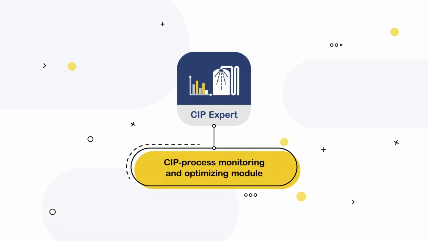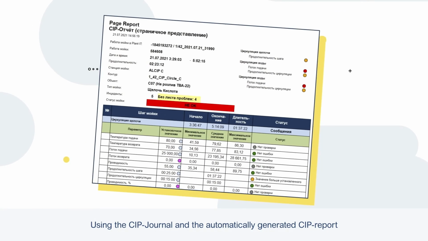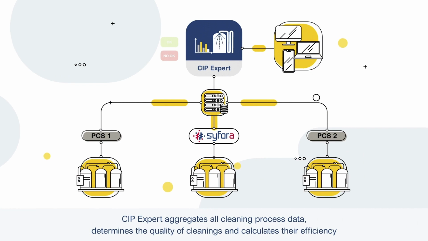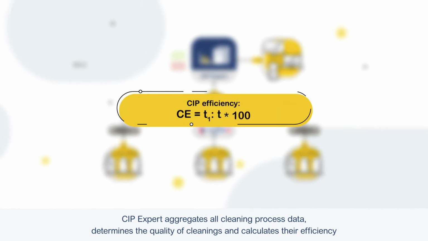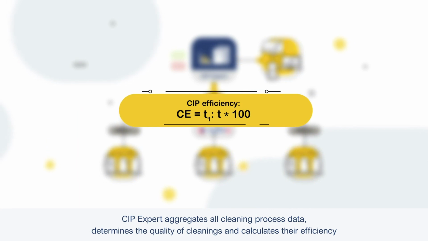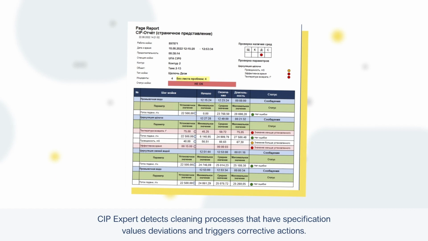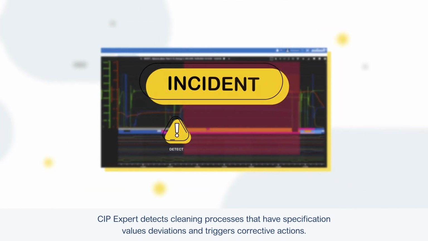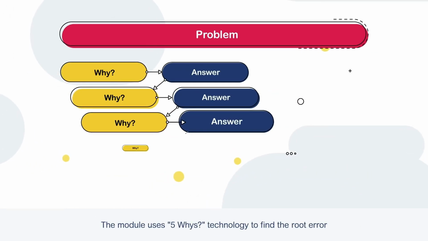CIP Expert is a module for monitoring and optimizing of CIP processes. Using the CIP journal and automatically generated CIP report, CIP Expert aggregates all cleaning process data, determines the quality of cleanings, and calculates their efficiency. CIP Expert detects cleaning processes that have specification values deviations and triggers corrective actions. The module uses 5 whys technology to find the root error.